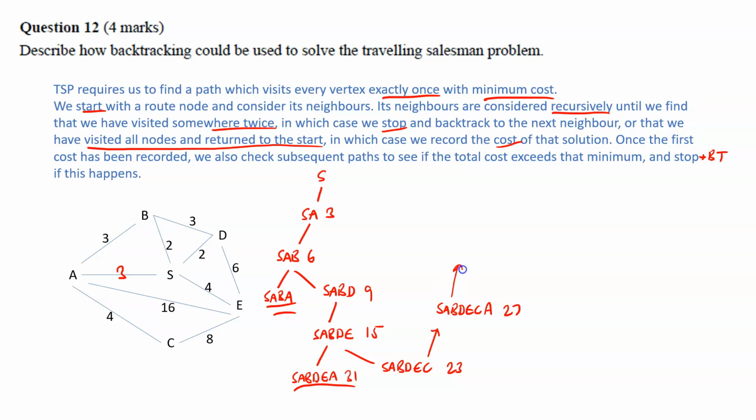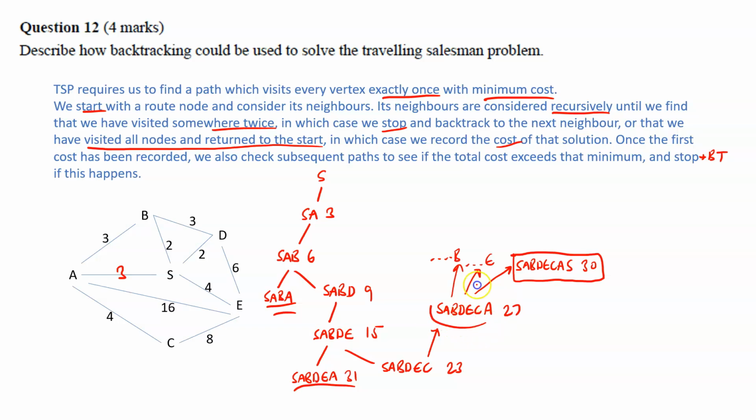From here, technically, we would consider B next if we're going in alphabetical order. So we'd go B, then we would go E, and then finally we would go to S. So SABDECAS has a total cost of 30. When I make these videos, I'd be very surprised if I haven't stuffed something up at this point, but here we have one solution. So we would store that answer at 30. Then we need to backtrack and look for other options.